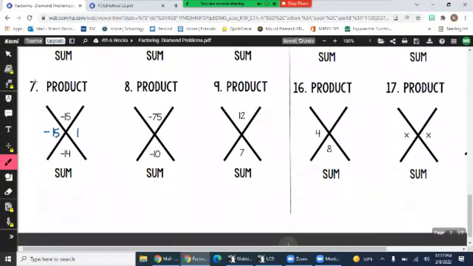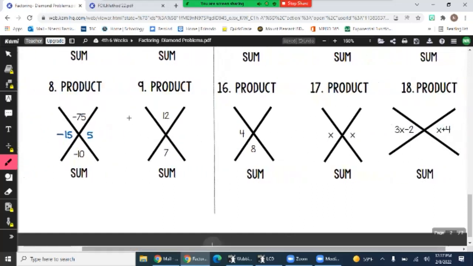Joshua, go ahead and jump to number 9. I'm going to wait for you to do 1. Alex, go ahead and give me number 8. Okay. Correct. Negative 15 times 5 is negative 75. Negative 15 plus 5 is negative 10. Good. All right. You got number 9 yet?